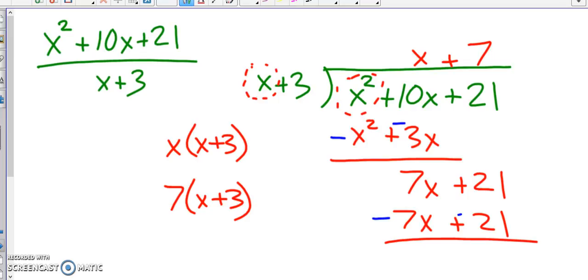Change the signs, add, and you get 0. Which means that the answer was just x plus 7. Which makes sense because x squared plus 10x plus 21 is x plus 3 times x plus 7 if you factor it.